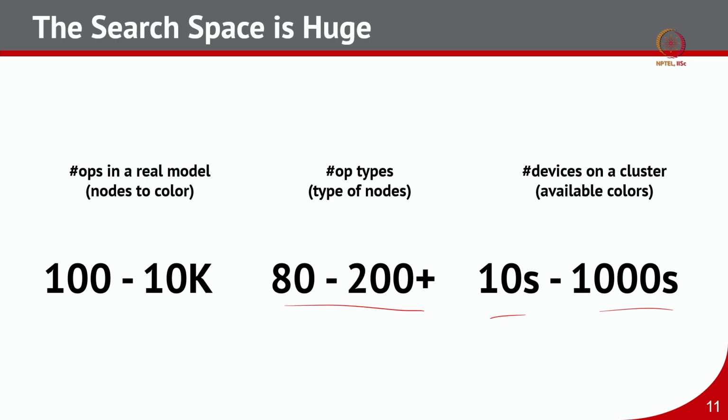So, in the worst case we have 10k nodes, 200 plus operator types and thousands of devices in the cluster. In total the search space is huge. If we want to come up with the best strategy for the best parallelization on the GPUs, we need to see which of these 10,000 operators and which of these 200 plus operator types need to be mapped onto which of these thousands of GPUs. That is a huge search space, right.